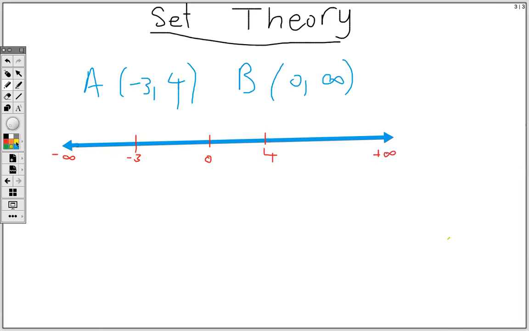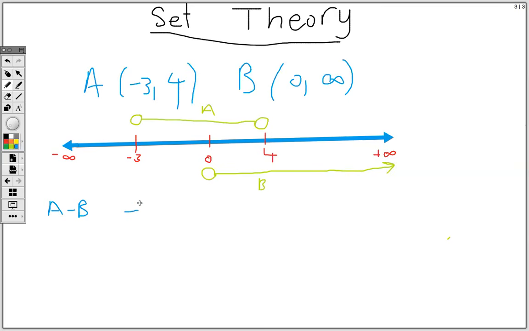So for A, we have negative 3 being open and 4 being open. So this is A. For B, I have it being open at 0, and it's always going to be going towards positive infinity. That's always open. So this is B. It's A minus B. Now, A minus B means A only. Now, A only means only the elements of A.